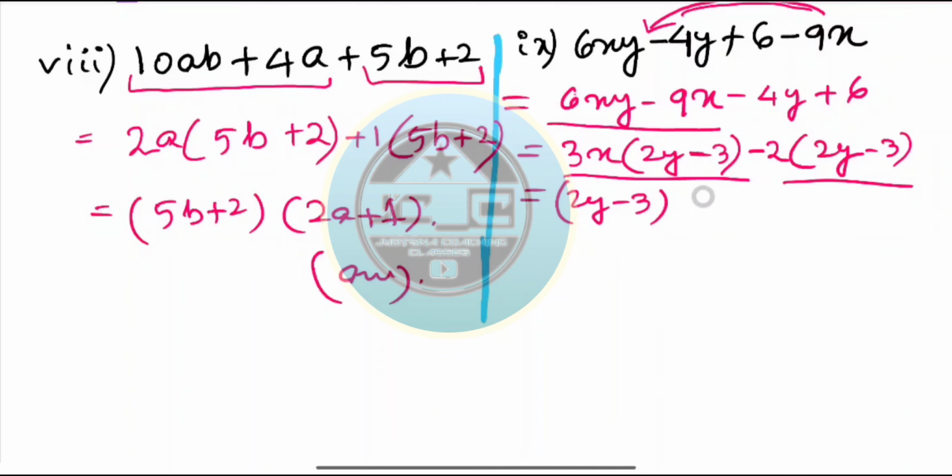2y minus 3, after taking common you have 3x minus 2. This is the final answer. Along with this, question number 3 is done.